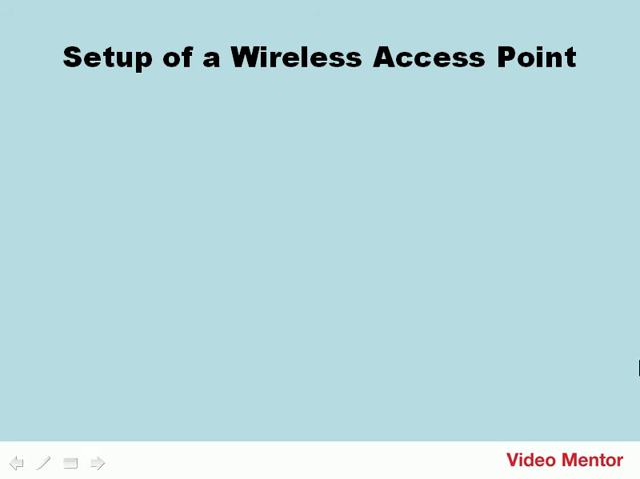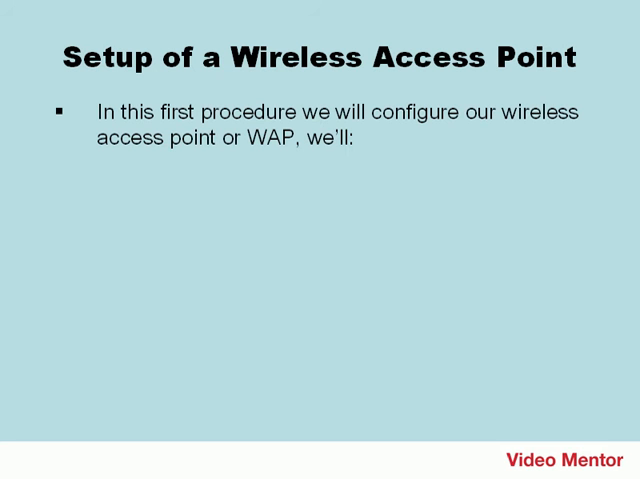Setup of a wireless access point. In this first procedure, we'll configure our wireless access point, or WAP, and we'll connect to the WAP with a web browser. The WAP is the router that we used in the last lab, so we're going to connect to it with the web browser the same exact way.